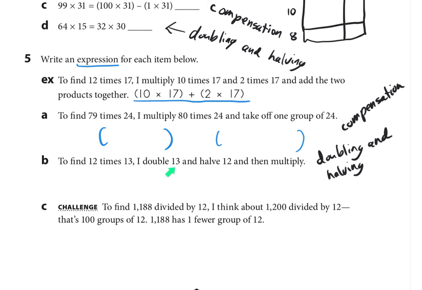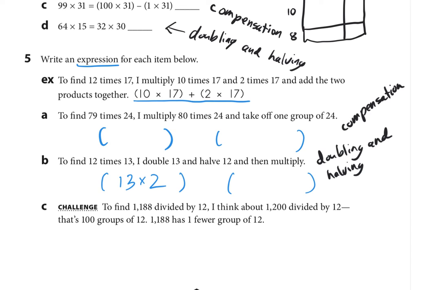For this one, I'm going to use the same format. So again, it says first I double 13, so that would go in the first one. And then I have 12, so there'll be 12. And how do you have something 12 divided by something? And then multiply, which goes in the middle.